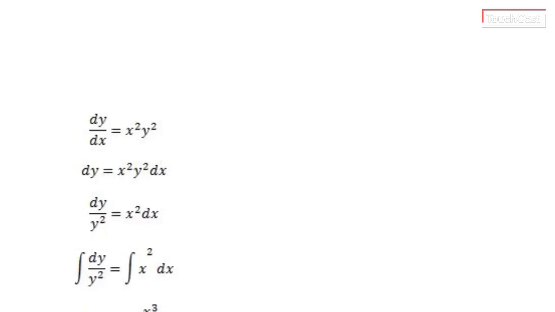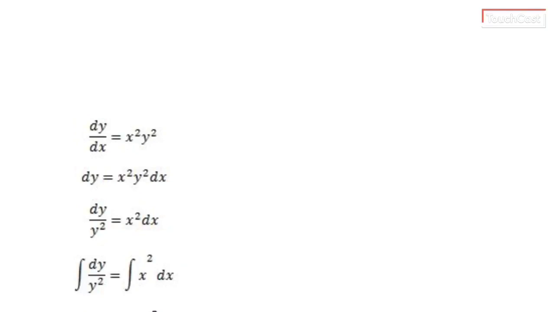So if dy over y squared equals x squared dx, then the integral of dy over y squared equals the integral of x squared dx. There's no special reason why that 2 is floating up so high in the air. That's just the same x squared as it was in the line before.